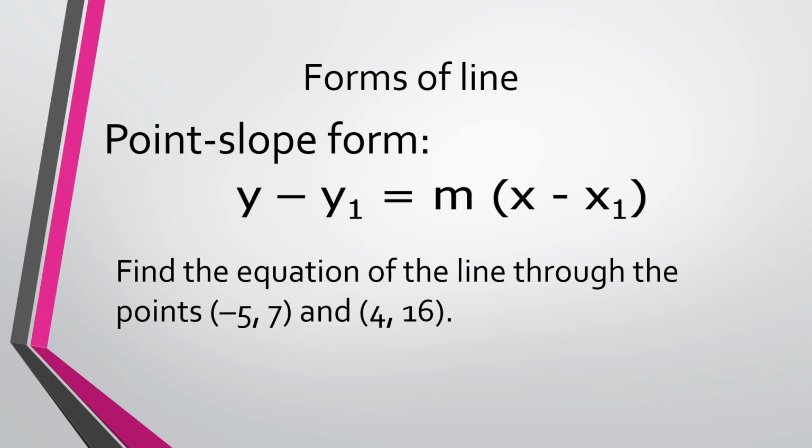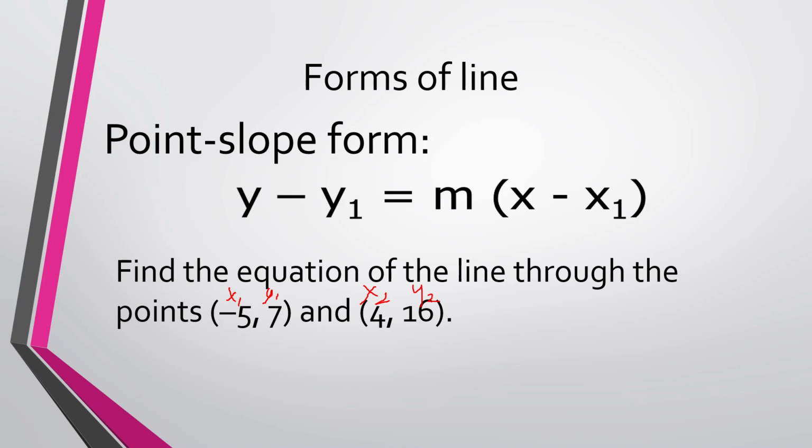Now we have the point slope form. So for point slope form, we have this formula: y minus y1 is equal to m times x minus x sub 1. Find the equation of the line through the points. Okay, we have these points: -5 and 7, and 4 and 16. So this will be our x sub 1, y sub 1, x sub 2, y sub 2.